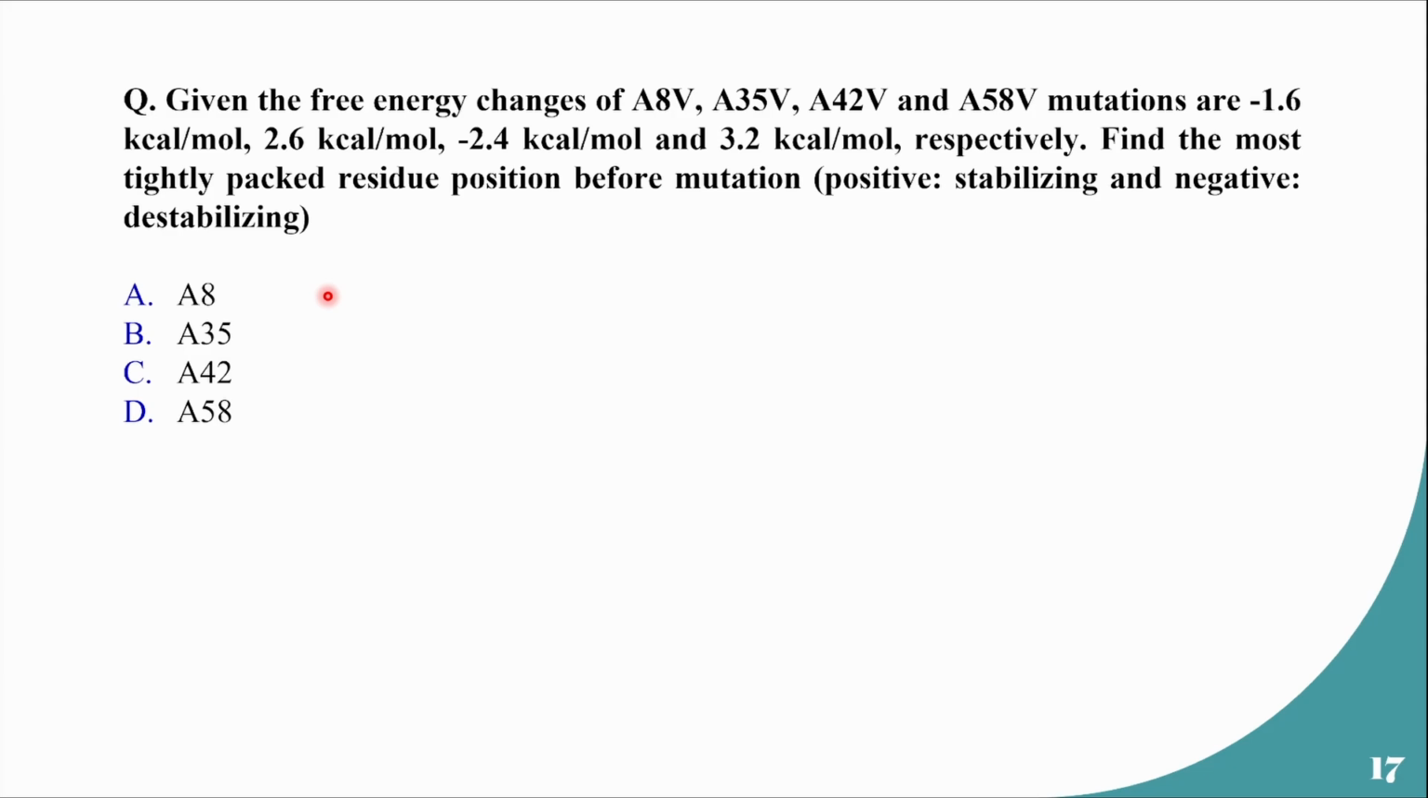So in this case, this was the structure of alanine to valine. As I said, again, it is a transformation or mutation from a small to a large amino acid, right? So in this case, the answer was A42.